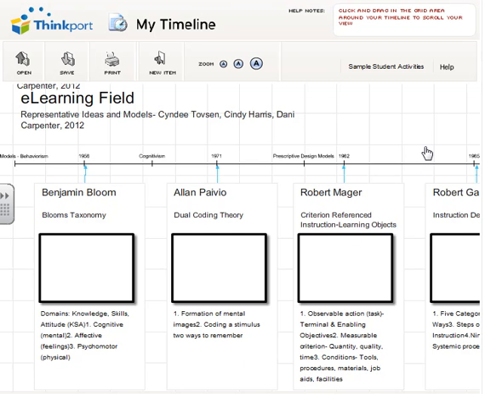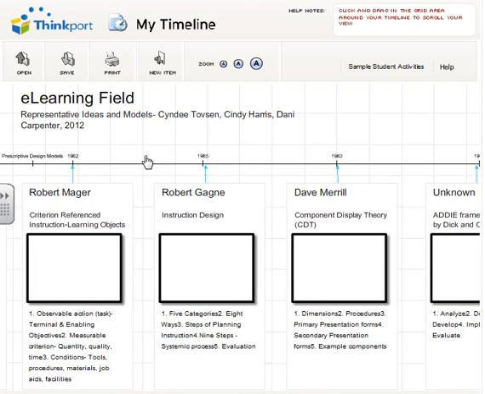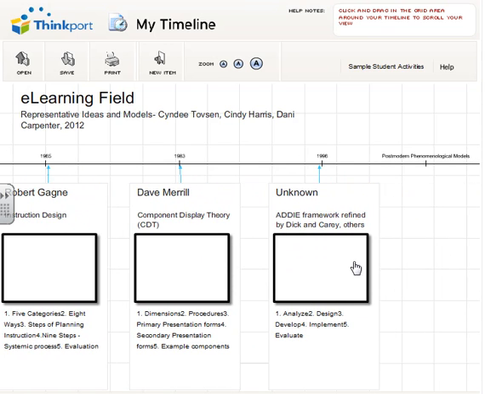Now moving further to the right with an unknown author, we come to the ADDIE framework. It was originally created by Florida State University with the military application. Dick and Carey and others have refined it along the way. The ADDIE learning theory includes phases of analyze, design, develop, implement, and evaluate. This is another process many of us follow on a daily basis in our work. It is used extensively in training and performance.